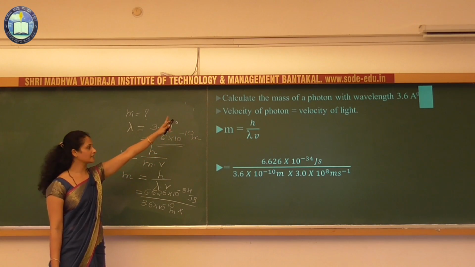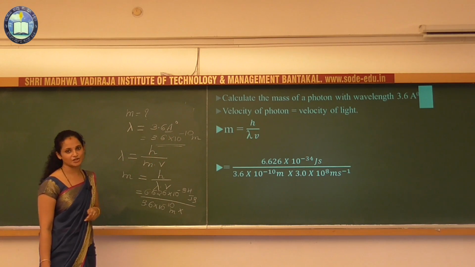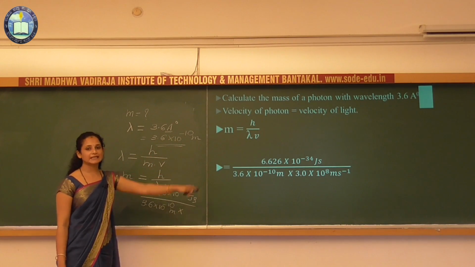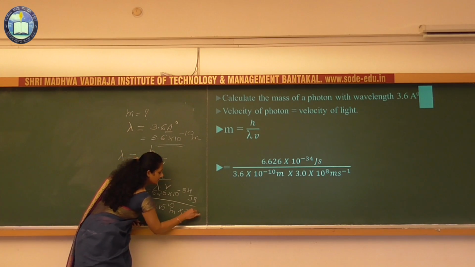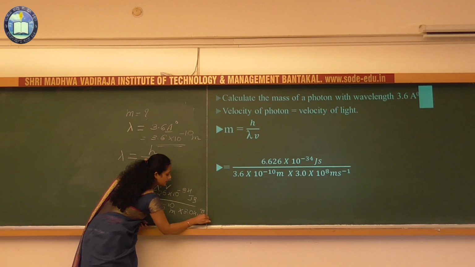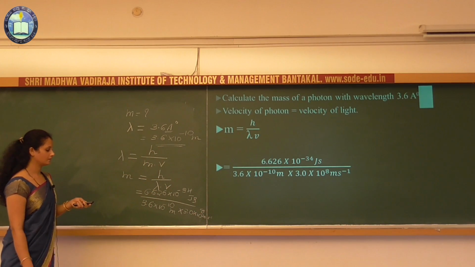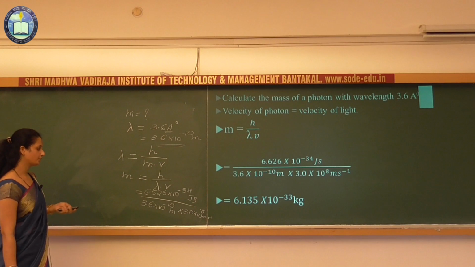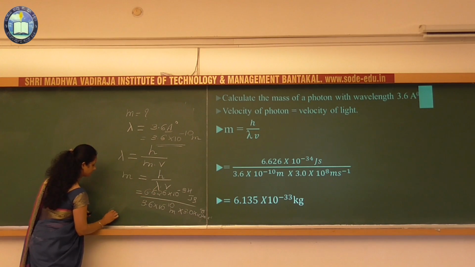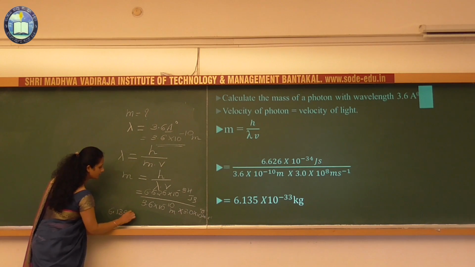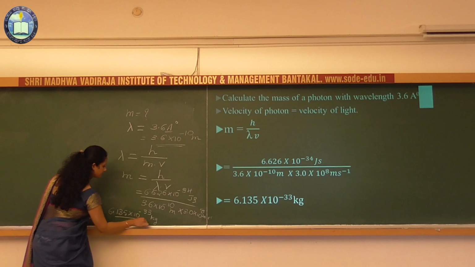So the velocity of a photon is nothing but the velocity of light radiation, whose value is equal to 3 into 10 to the power 8 meter per second. Let us substitute that over here. After the simplification, we will get 6.1355 into 10 to the power minus 3 kg.